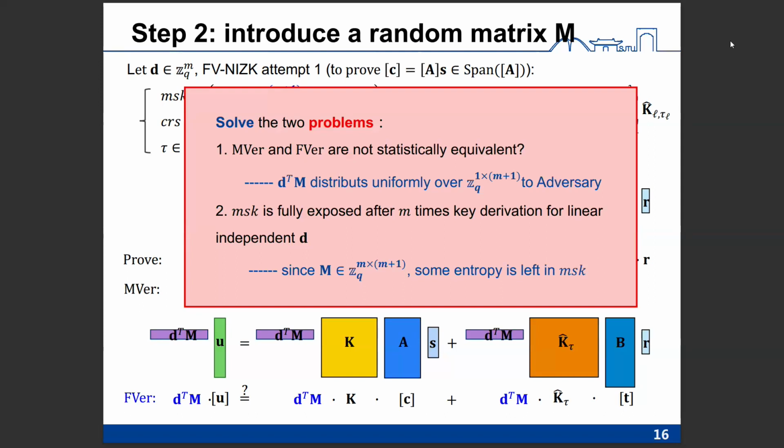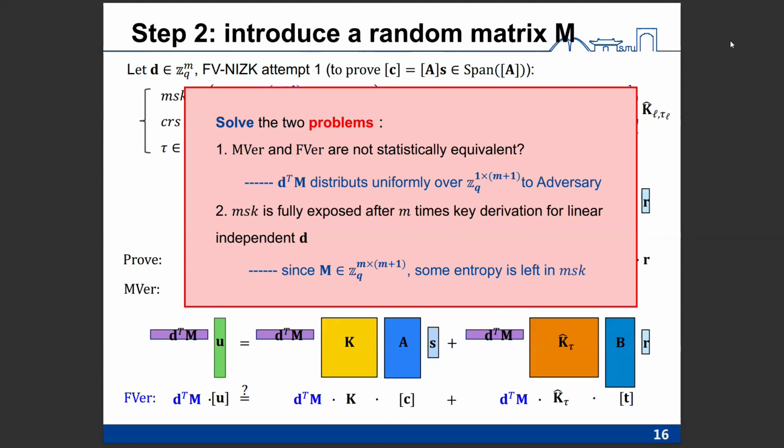For the first problem, now since D transpose times M distributes uniformly, from the adversary's view, M verifier and F verifier algorithms perform statistically equivalent. So we solve the first problem. And as for the second problem, now since M is of size M times M plus 1, even after M times K derivations, there's still some entropy left in the MSK. So this entropy can help us to give a proof for the soundness of NISC. Okay, now we finish our design of the FV-NISC.